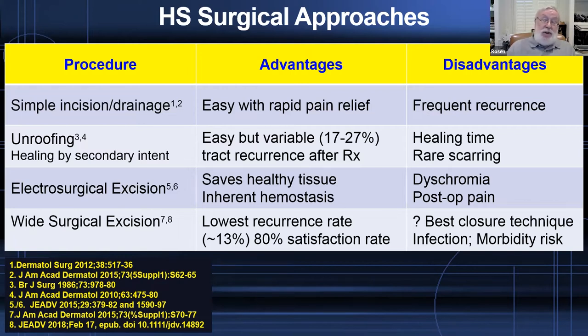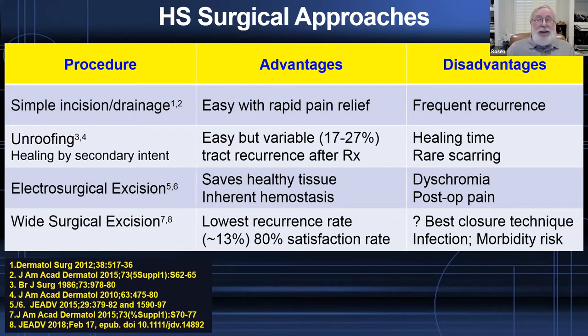Then there's wide surgical excision. Just take the whole thing out all the way down to maybe even including fat. That's the lowest recurrence rate and a high satisfaction rate, but we really don't know the optimum approach. There's a reasonably high risk of infection and other morbid side effects. So that's all the surgical interventions.